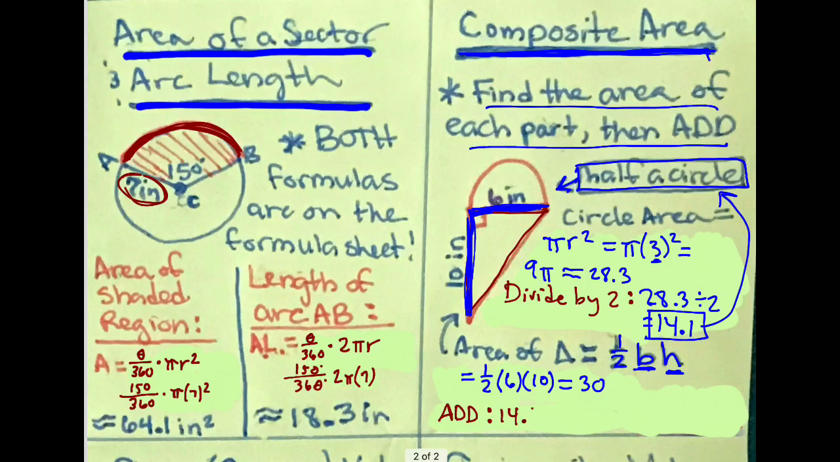So we got 14.1 plus 30, and that's going to equal 44.1 inches squared. So that would be our final answer for the composite area. Remember, composite just means two or more figures put together. So basically you're just adding once you find them separately. Alright, so that's your first two squares.